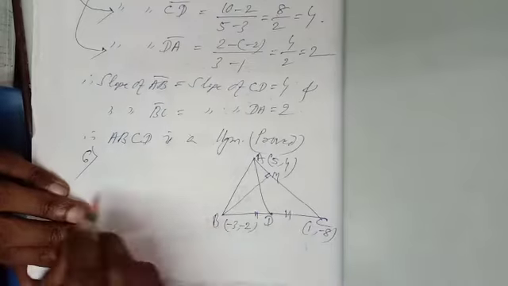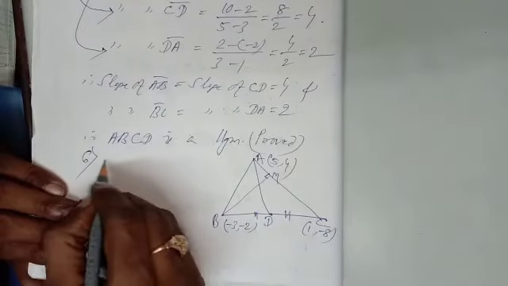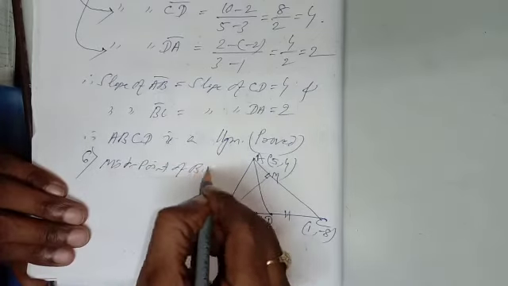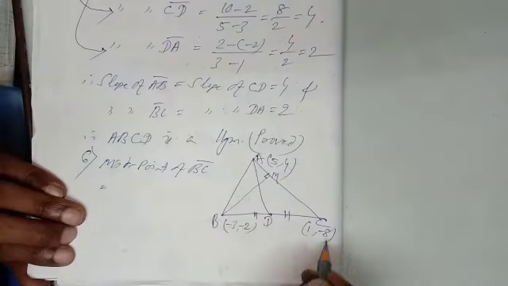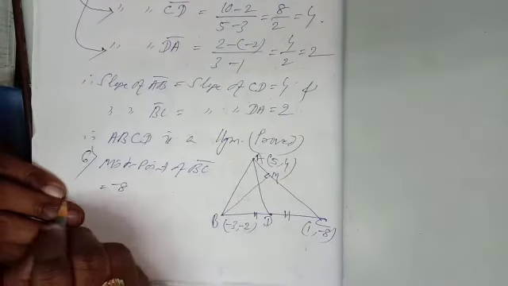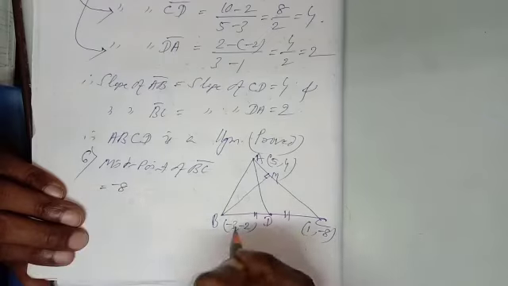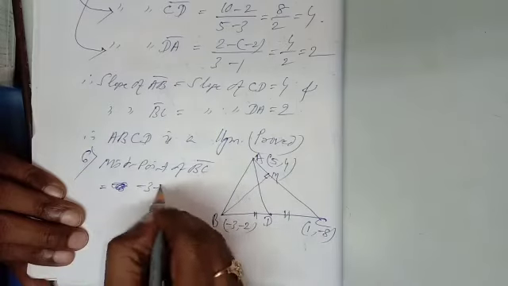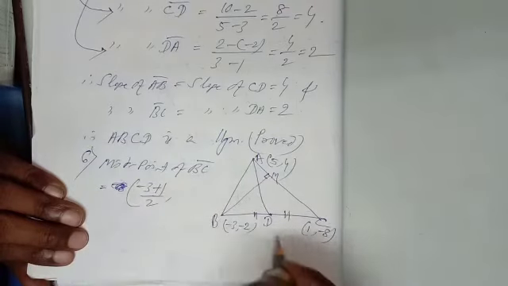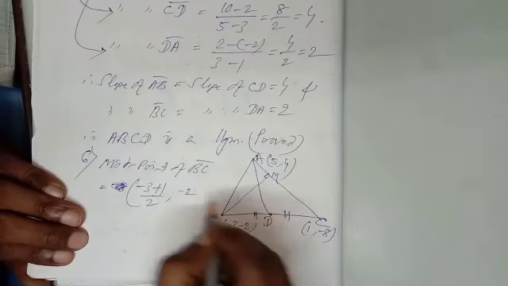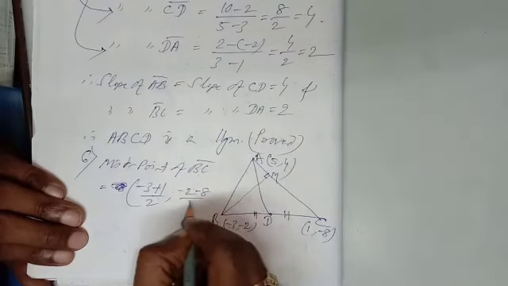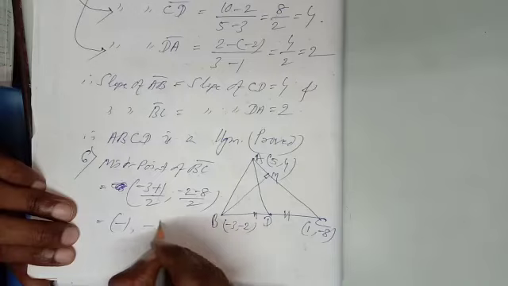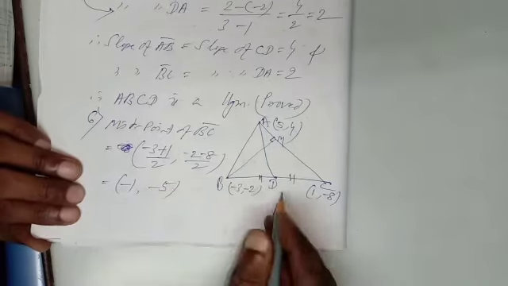Okay. So first of all you have to find out the coordinates of D, midpoint of BC. Midpoint of BC will be (-3 + 1) by 2, that is (x1 + x2) by 2, and (y1 + y2) by 2, that is (-2 - 8) by 2. How much is coming? -2 by 2 means -1. This is -10 by 2 means -5. Midpoint of BC, that is D point.